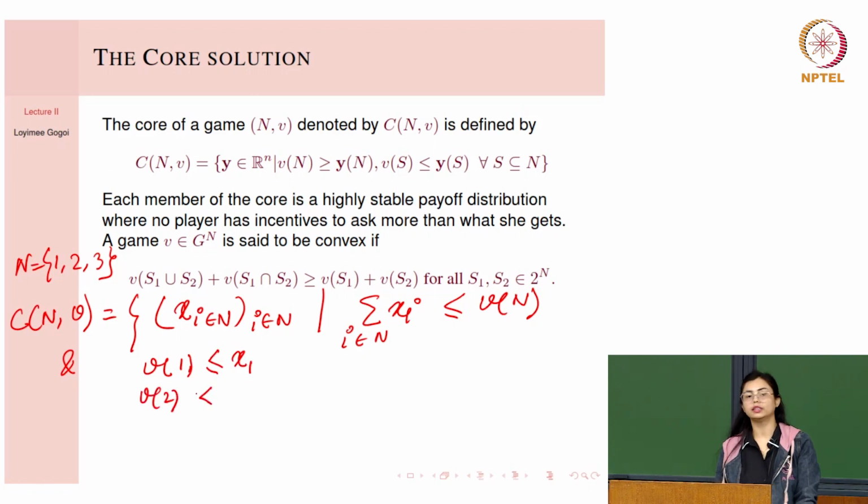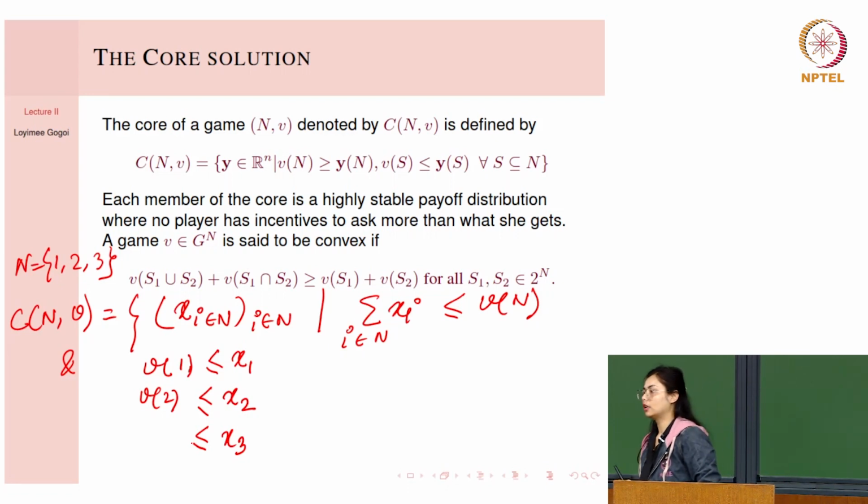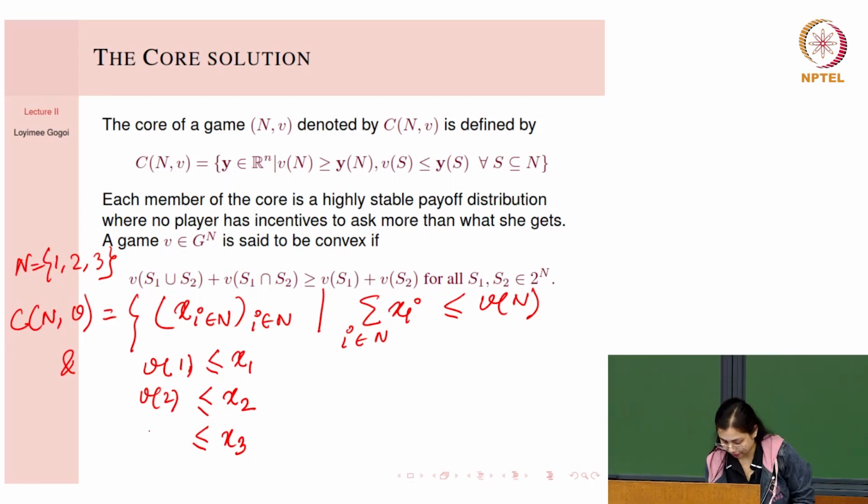So V of 1, the value of coalition 1, then what would be the core allocation for player 1? It should be greater than what he is generating alone. And similarly for all individuals. For players 2 and 3, they will expect whatever they are generating alone.